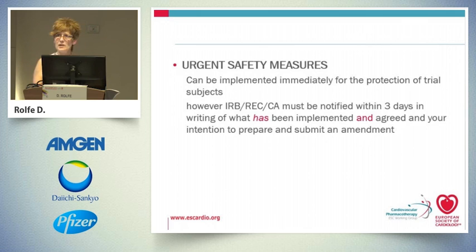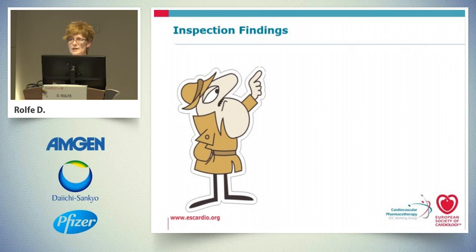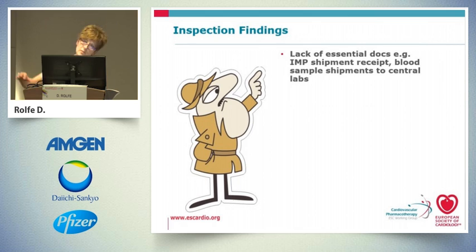So there are some inspection findings, as always. So lack of essential documents. Remember that huge pile of paperwork? So people aren't keeping all of the documents that they're supposed to. For example, drug shipment records, which your pharmacy department's supposed to keep. Blood sample shipments to central labs.